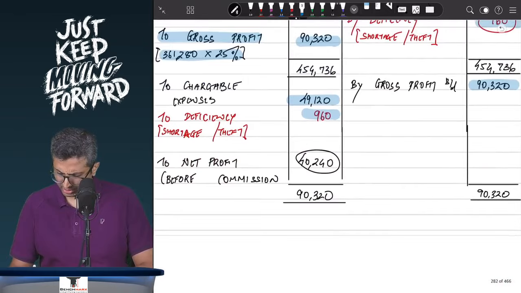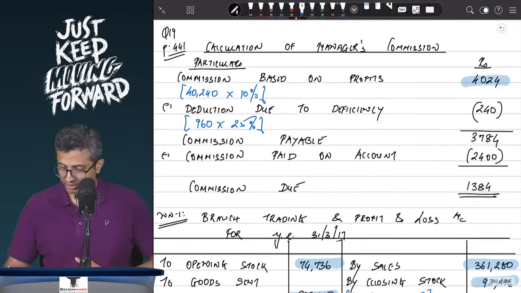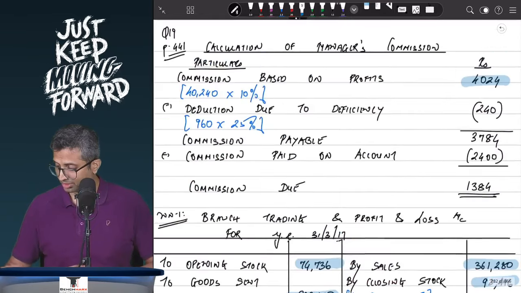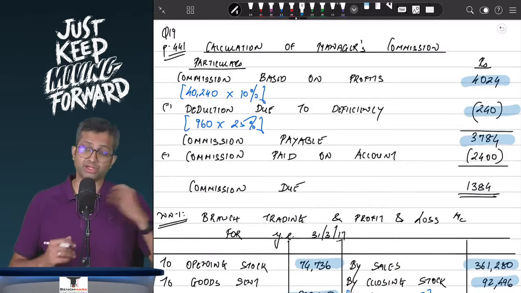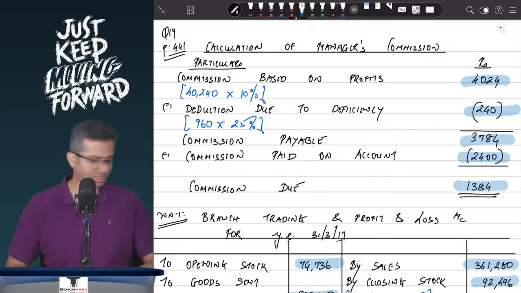Okay, how much is that? 4240, sorry. 90,320 minus 49,120 minus 960. I forgot that. 40,240 into 10%. 4024 minus your deficiency. 960 into 25%. 240. You're penalizing the manager, and hence 3784. Out of which 2,400 is paid on account. Remaining 1384 is yet to be paid. So this takes care of question number 19.